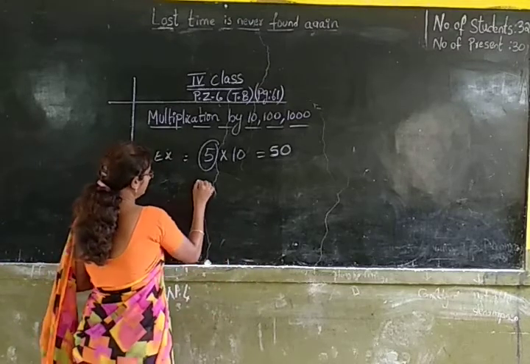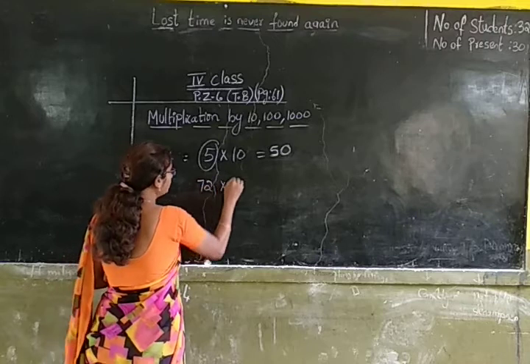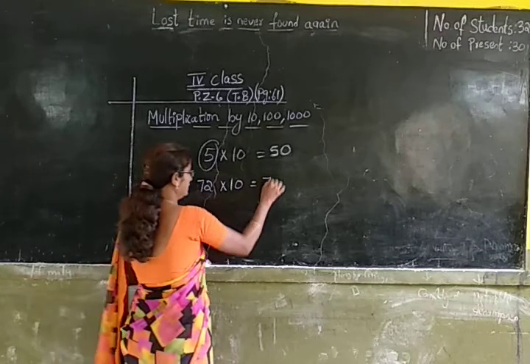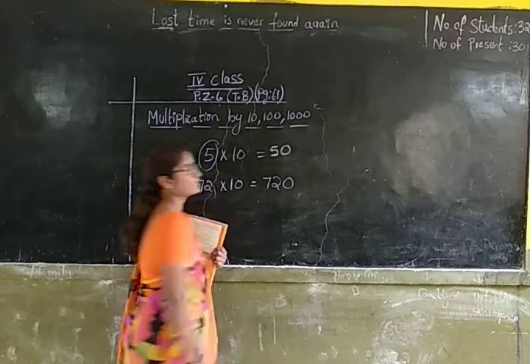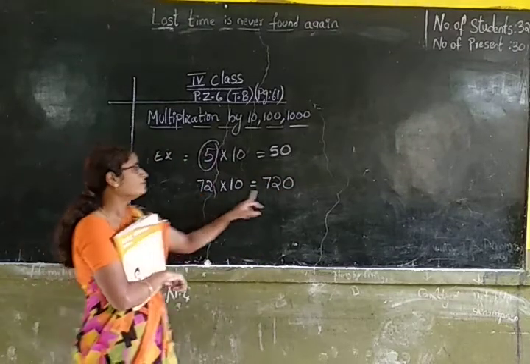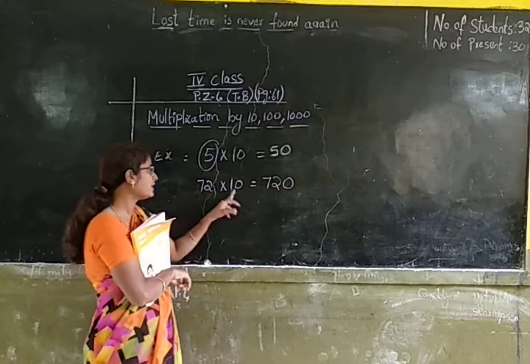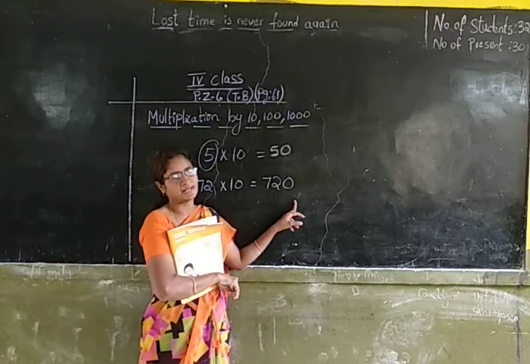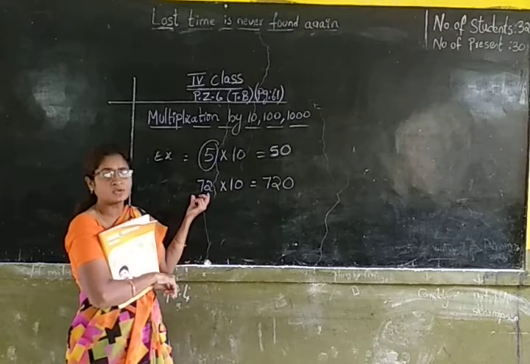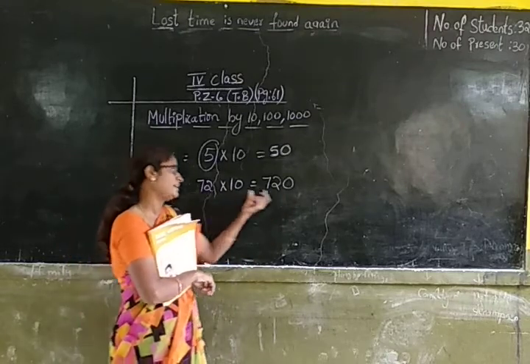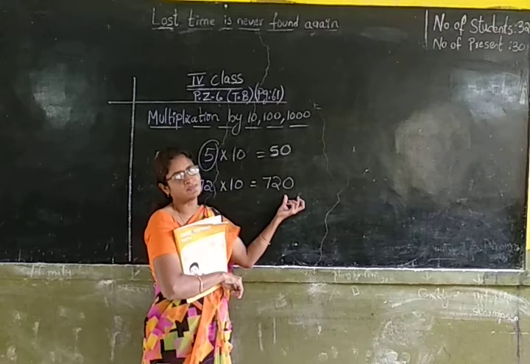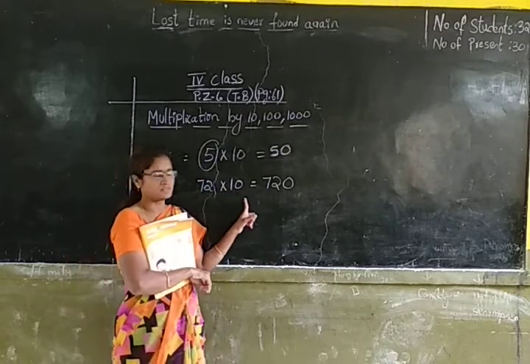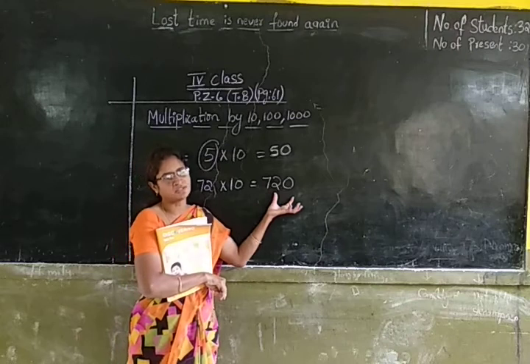Similarly, if you take 72 into 10, we can get the product by placing 0 to the right side of the multiplicand, which is 72. Here 10 is having only 1 zero, so we have to place only 1 zero to the right side of the multiplicand. You all know that 72 is a multiplicand, and if you place 0 to the right side of the multiplicand, we will get the product.